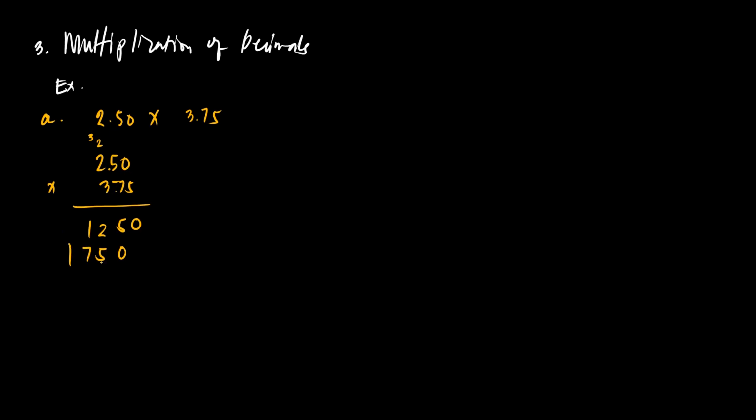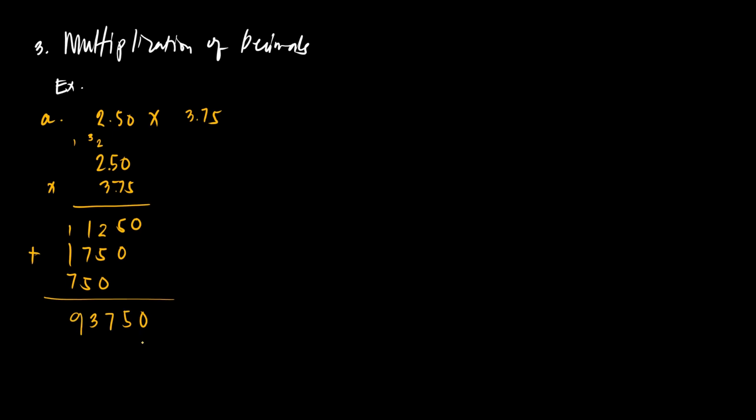0 times 3 is 0. 5 times 3 rather is 15. 2 times 3 is 6 plus 1 is 7. Then add. Bring down si 0. 5 plus 0 is 5. 2 plus 5 plus 0 is 7. 1 plus 7 plus 5 is 13. Carry 1. 1 plus 1 is 2 plus 7 is 9.